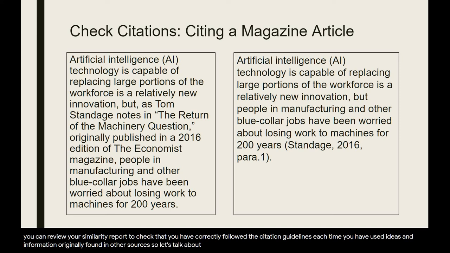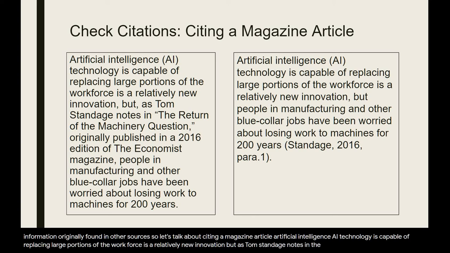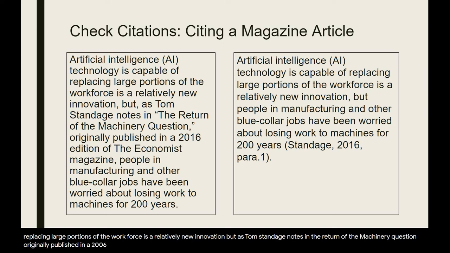So let's talk about citing a magazine article. Artificial intelligence, AI, technology capable of replacing large portions of the workforce is a relatively new innovation, but as Tom Standage notes in The Return of the Machinery Question, originally published in a 2016 edition of The Economist magazine, people in manufacturing and other blue-collar jobs have been worried about losing work to machines for 200 years.